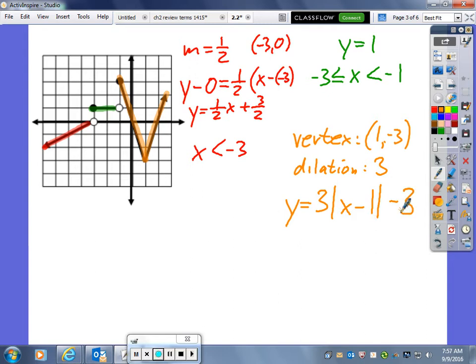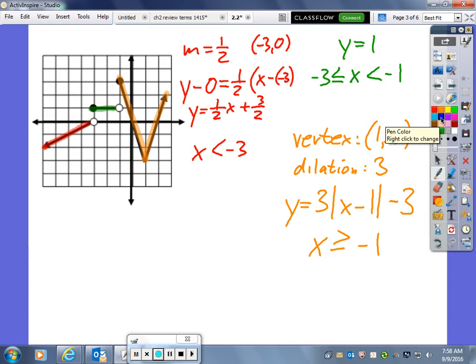Minus 3. And the domain of this part of the function, it starts from negative 1 being part of the domain, and then it keeps going to positive infinity. In other words, x is greater than or equal to negative 1.